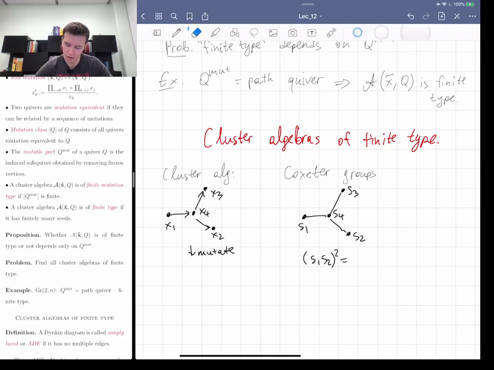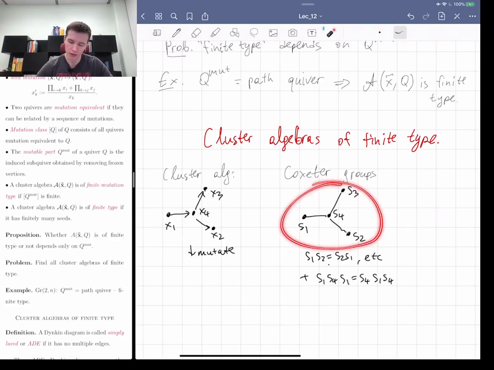Yeah, let me write it down. s1 s2 equals s2 s1, etc. Plus there are relations like s1 s4 s1 equals s4 s1 s4. So you start with, let's say, the Coxeter graph, or alternatively the matrix Mij, and then you can take all possible products of these, like s1 s4 s1 s4 s1 times s3 s2, etc. And then you use the relations to identify some of these products.